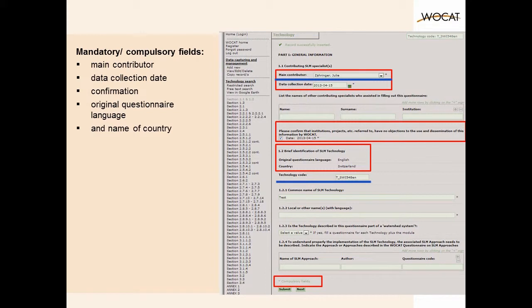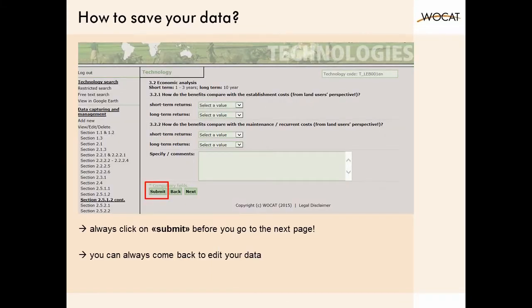The contributor's name will appear automatically and corresponds to the name used for the login. The technology code appears automatically after entering the original language and the name of the country. To save your information, always click on Submit. If you move forward or backward without submitting, you will lose the data of this page. For corrections and additions, you can always come back to the section to edit the data.